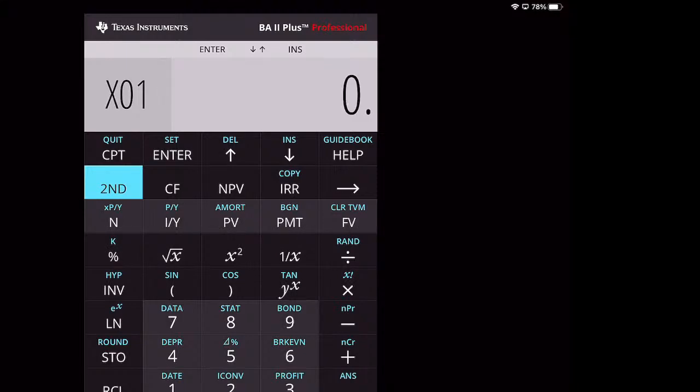So now I enter negative 6.2, enter down, down, and negative 0.2, enter down, down, and 1.8, enter down, down, 7.8, enter down, down, and negative 3.2, enter down, down. So that's my data: 6.2, negative 0.2, 1.8, 7.8, and negative 3.2.